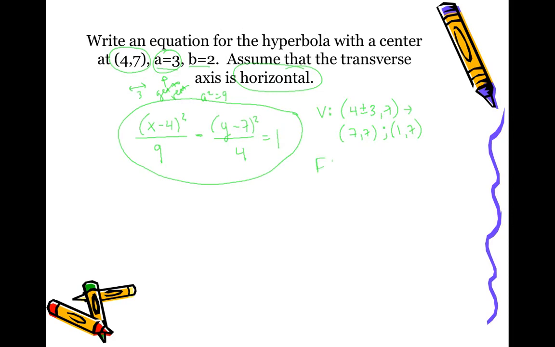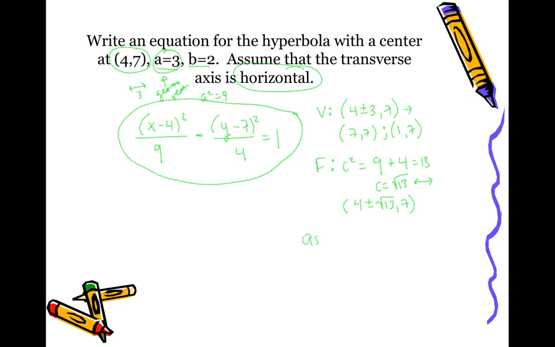I can also find the focus points, right? C squared is going to be equal to A squared, 9, plus B squared, 4, 13. So C would be the square root of 13, and we're going to be going left and right because it was a horizontal transverse axis. So they would be 4 plus or minus root 13, 7.